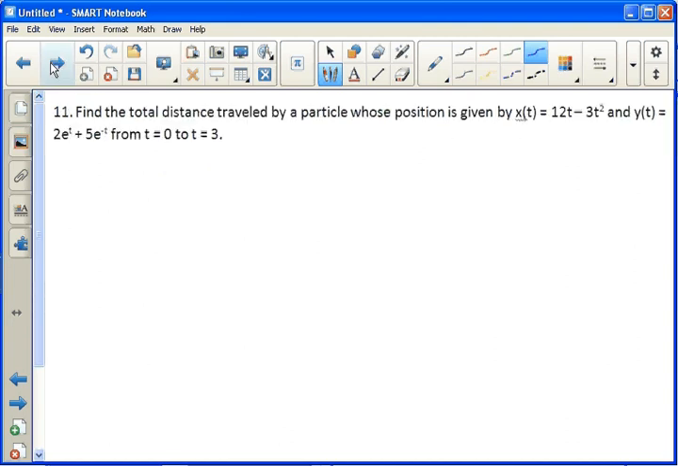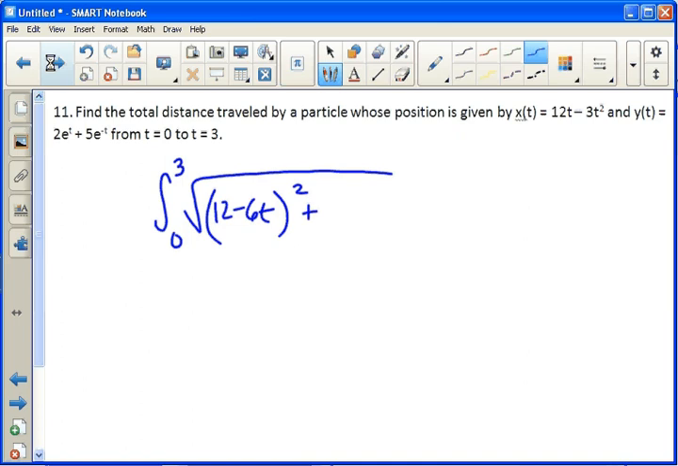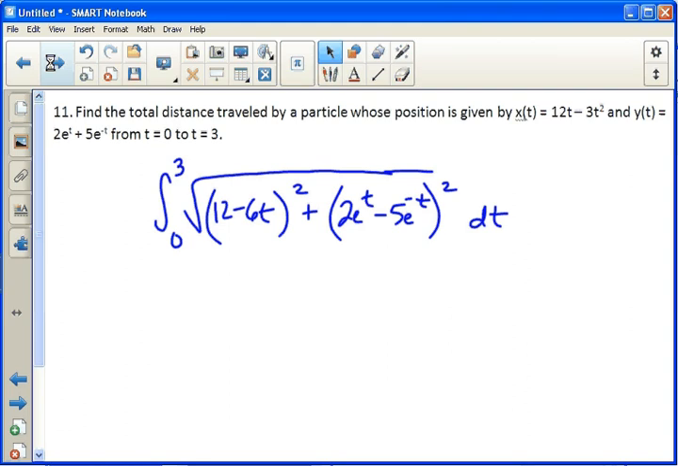11. Find the total distance traveled by a particle whose position is given by those equations from time 0 to time 3. Okay, total distance traveled can be found by using the arc length equation. So we will do the integral from 0 to 3 of the square root of the derivative of x, which will be 12 minus 6t squared, plus the derivative of y, which will be 2e to the t minus 5e to the negative t squared dt. If you notice, it's the same thing as the speed equation, but with an integral to go with it.